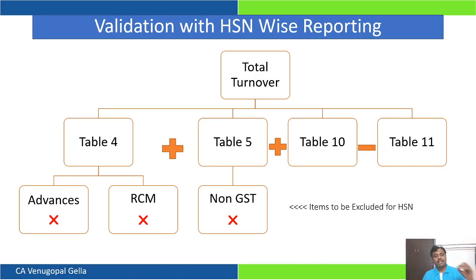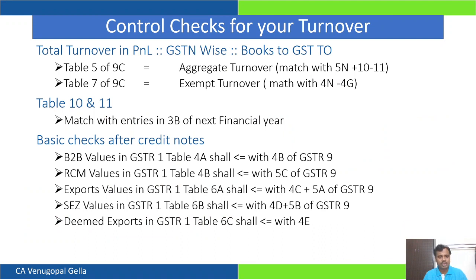Next, very important is within the subtables, how do I check whether the data is correct or not? Firstly, the turnover in P&L, we segregate GSTN-wise. The arrived turnover, we convert from the books to the GST turnover. What you will have to do is compare with table 5 of 9C. That is how the aggregate turnover is prepared. That aggregate turnover is matched with 5N of GSTR-9. So basically 4 plus 5 plus 10 minus 11. This is what it is matched with.